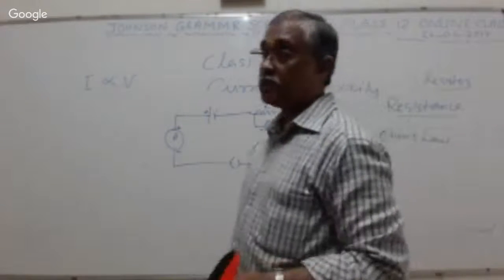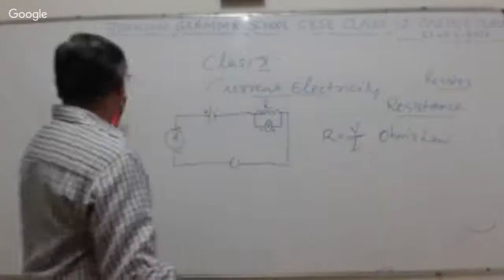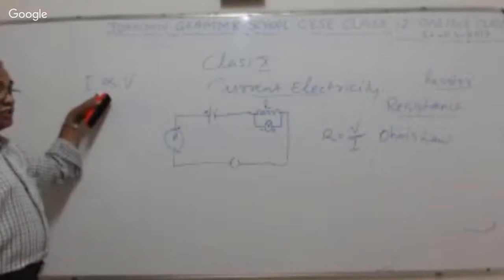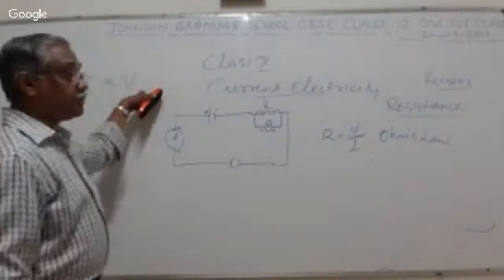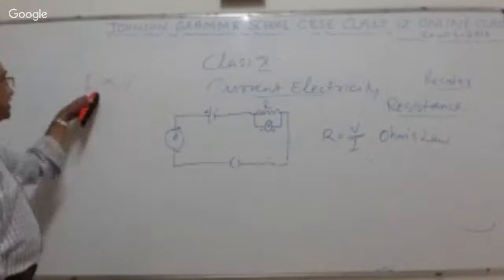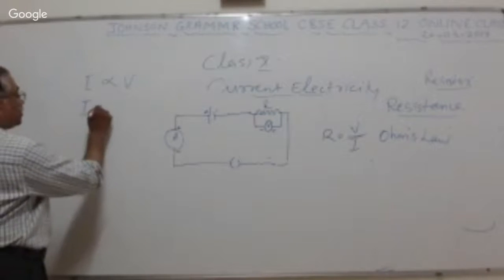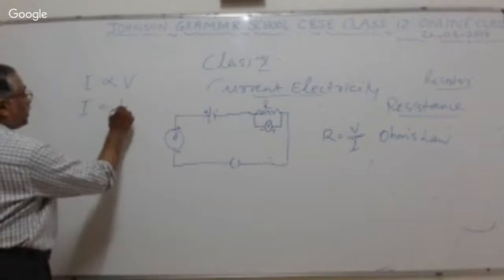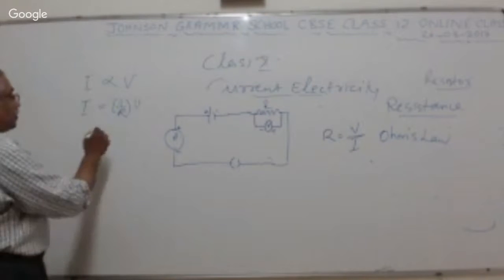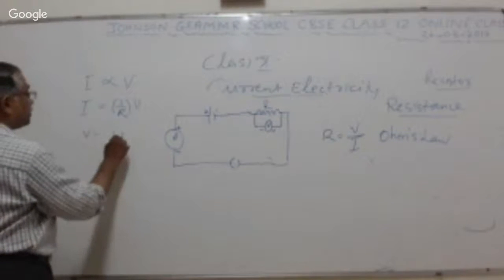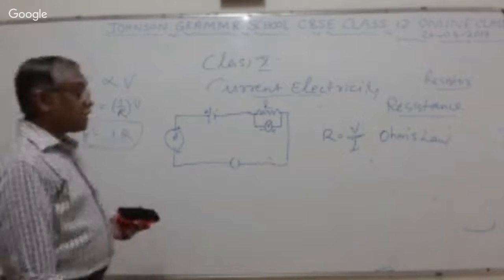This is what George Simon Ohm found out: that the current in a circuit is proportional to the potential difference between two points in a conductor. So I is proportional to V, and this will be equal to 1 by R into V. So 1 by R is a constant value, or V is equal to I into R. So this is Ohm's law.